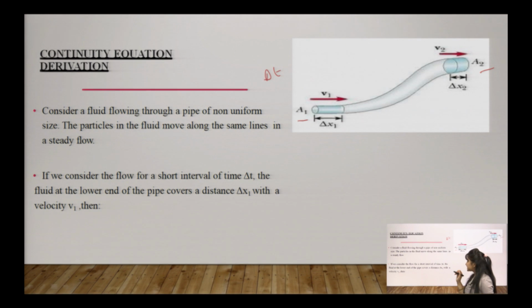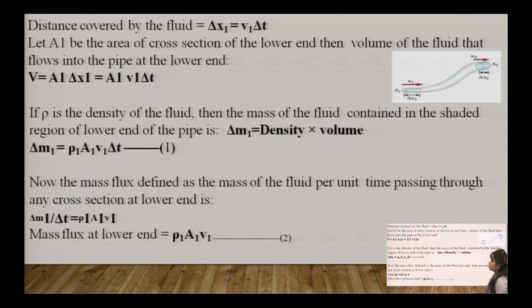We have assumed the velocity at the lower end of the pipe, with cross section A1, to be v1. So, with the help of velocity, distance x1 can be calculated as v into delta t. The same way, the distance covered by the fluid in time delta t, delta x, can be calculated with the help of the velocity at that cross section multiplied by the time.